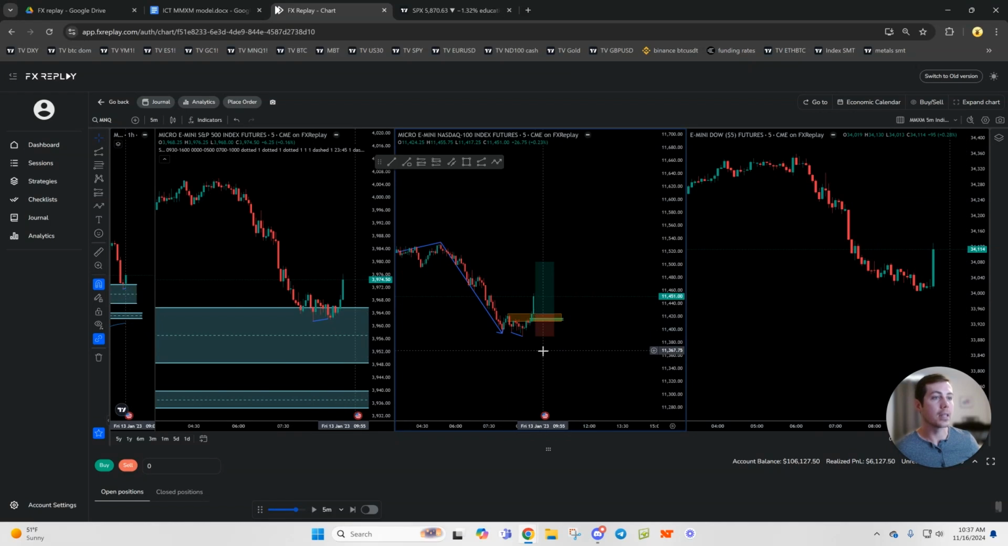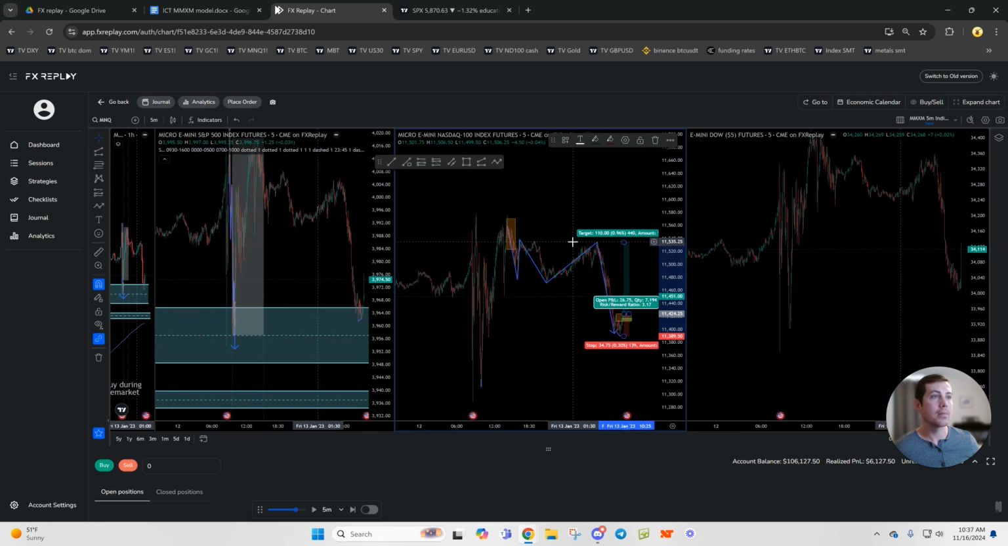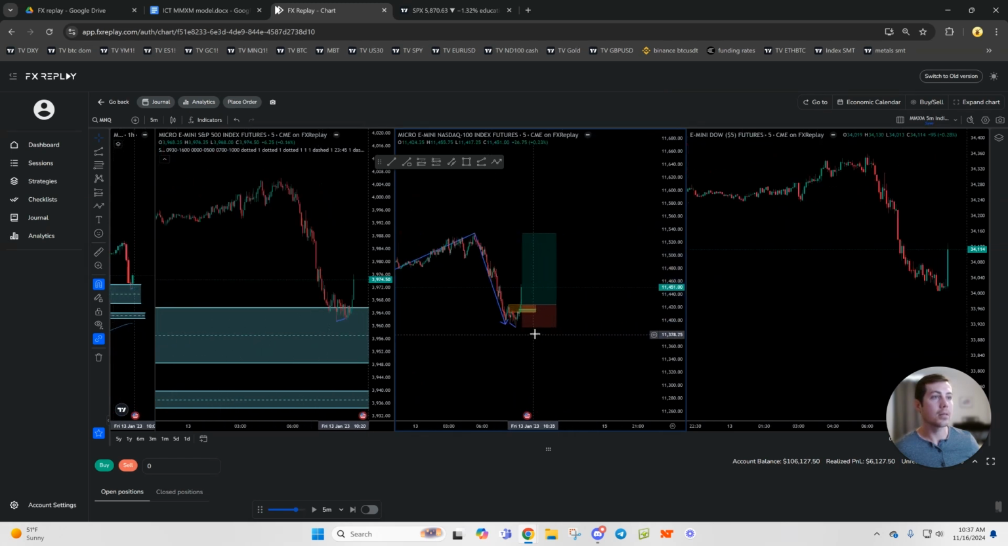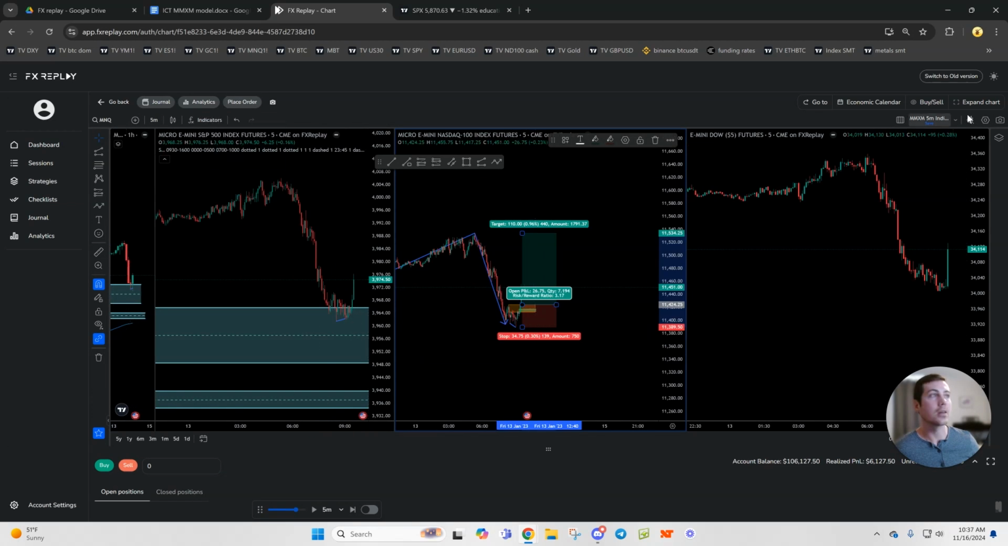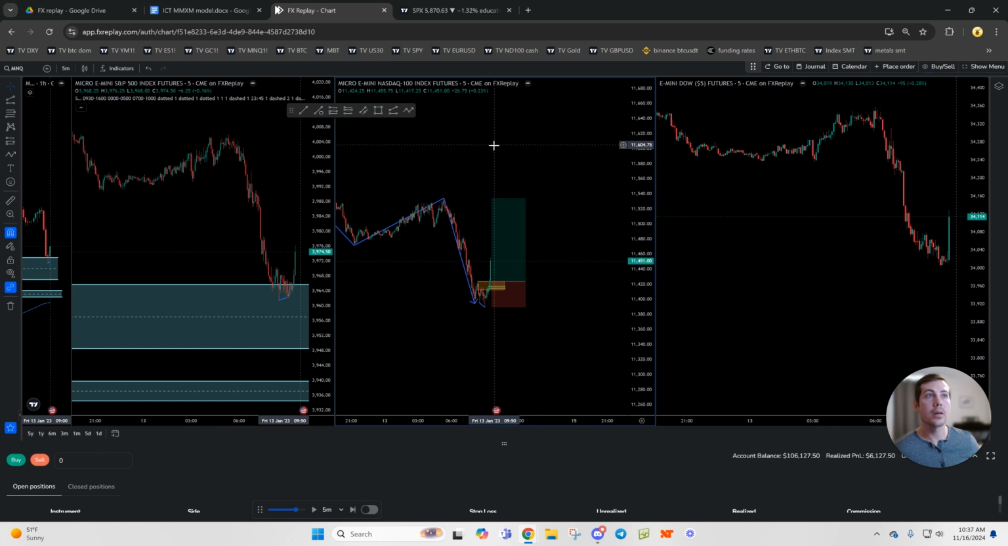I guess the only thing is if we aren't able to enter before the news, then I probably wouldn't take this trade. So let's go ahead and target out this high here. It's relative equal highs along the way, and we'll see how this one would have played out. So I'll place the order here. Let me expand my chart again. So place the order.